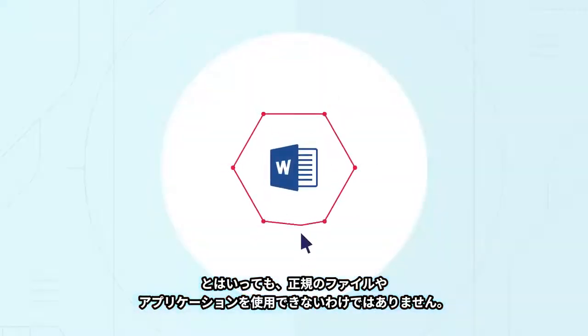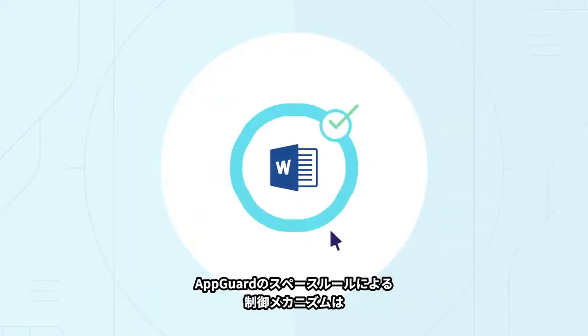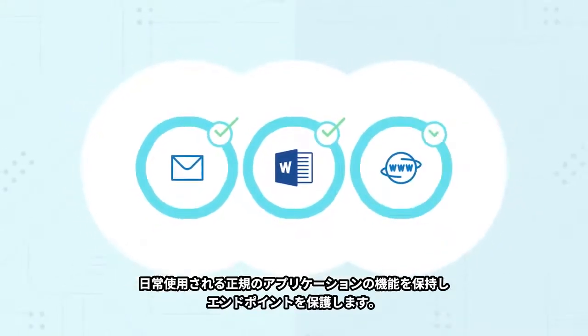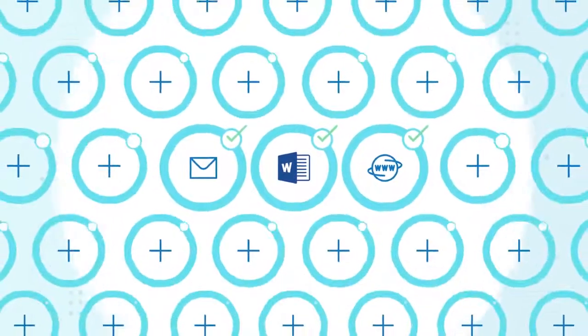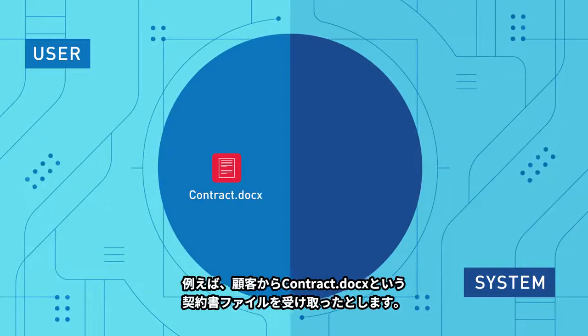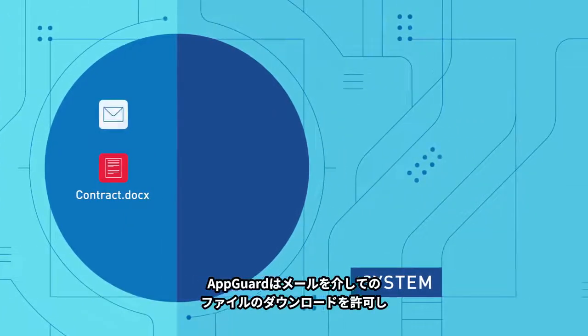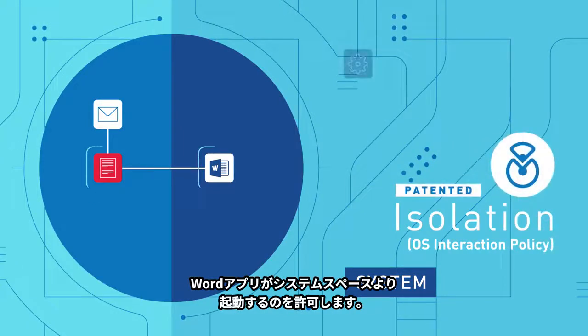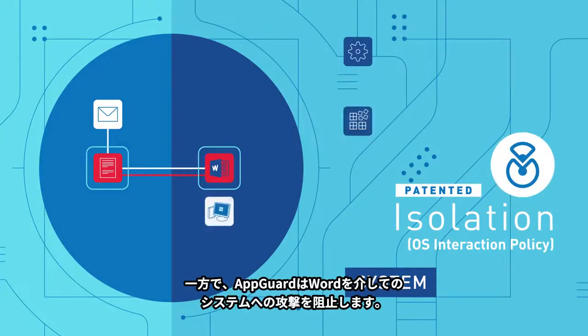That isn't to say you can't use your files and applications. AppGuard's award-winning zero-day endpoint protection retains 100% of your day-to-day user and application functionality. For example, you just received a contract.docx file from a client. AppGuard will allow your email to download the file and Word to launch the file from system space. AppGuard won't allow that file to attack your system via Word.